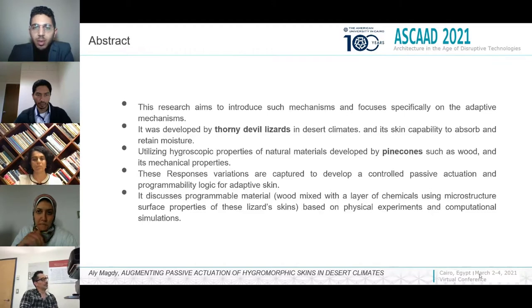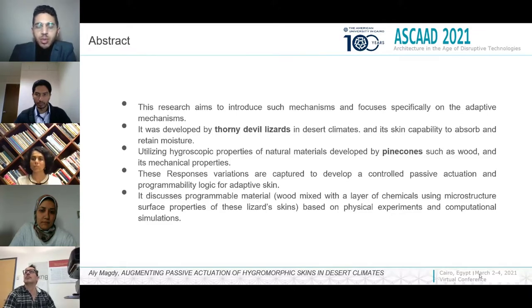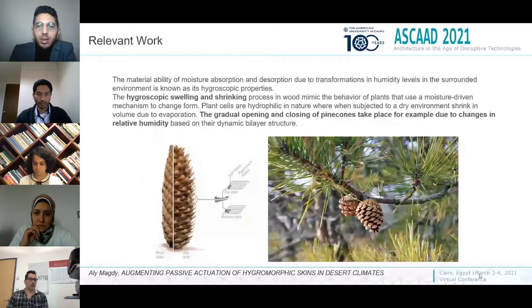Also utilizing hygroscopic properties of natural material like wood, developed and inspired also by pine cones as a natural plant and natural substance. Also, these response variations are used to develop passive actuation of a programmable material for programmable and adaptive skins. It also discusses programmable materials based on physical, experimental, and computational simulation. Hygroscopic property is known as the material's ability to absorb moisture and to transform during changes in the levels of humidity from the surrounding environment. And this process mimics the motions of swelling and shrinking.